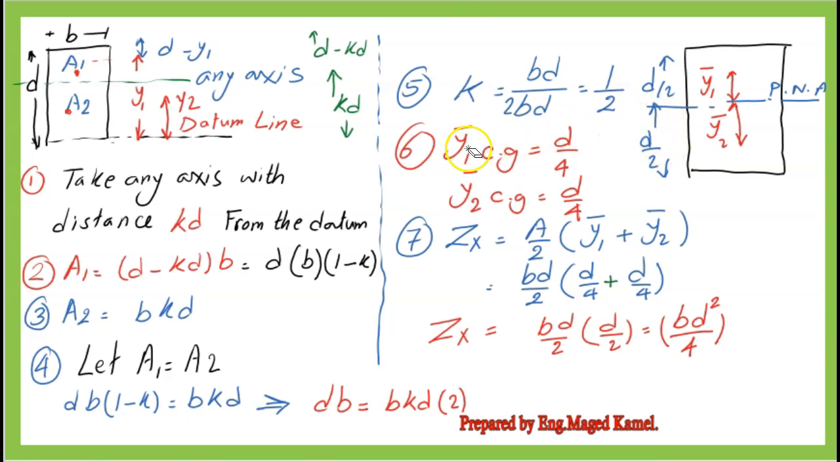Let Y1 CG be the distance between the plastic neutral axis and the CG of area A1. It will be equal to D over 4. Similarly, Y2 CG equals D over 4. Z of x is then equal to BD squared over 4.